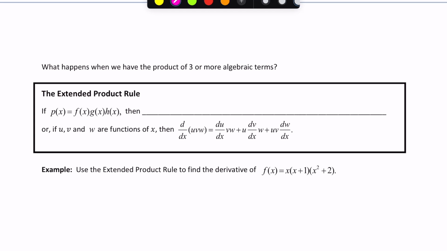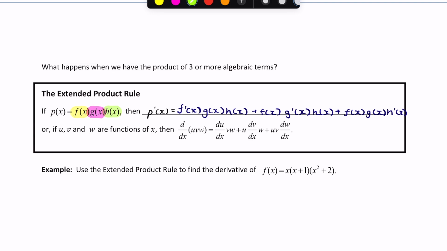So extended product rule, if we have p of x is equal to f of x times g of x times h of x, then p prime of x is equal to f prime of x times g of x times h of x plus f of x times g prime of x times h of x plus f of x g of x h prime of x.